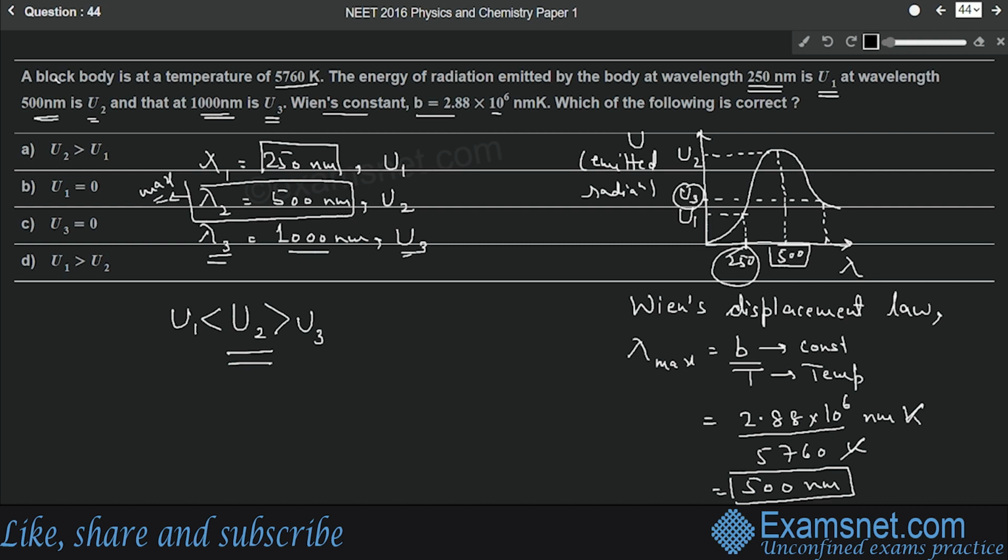So the correct relation out of the given options: the first one can be correct because U2 is more than U1. Then the second one cannot be correct. U1 is not 0, U3 is also not 0, so the third one is also incorrect. And in the last one, U1 is more than U2. This is not correct because we have seen that U2 is maximum. So only option A is possible. Option A will be the correct answer.